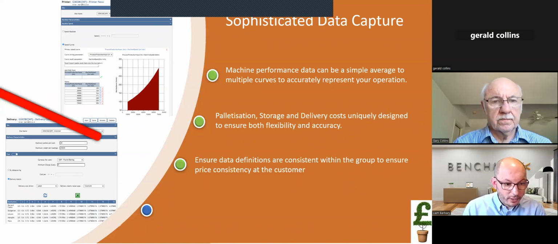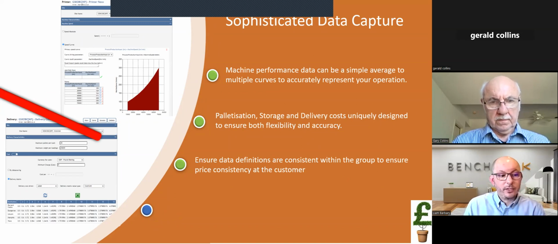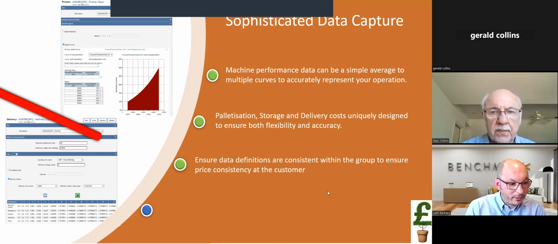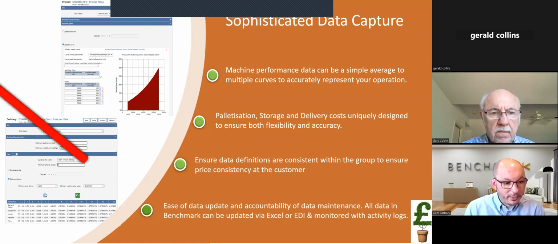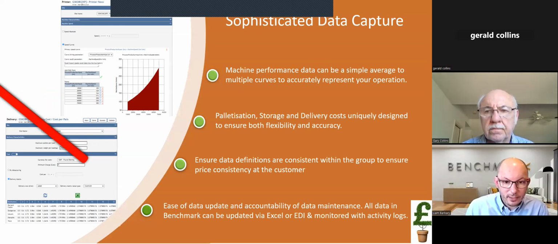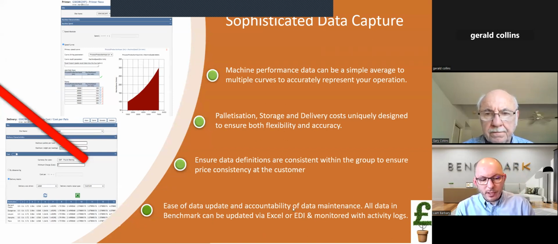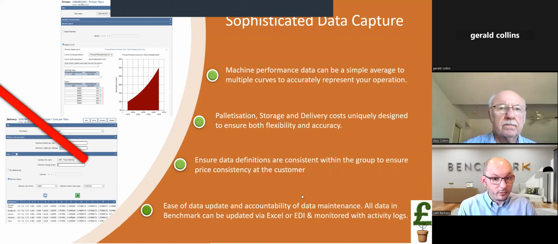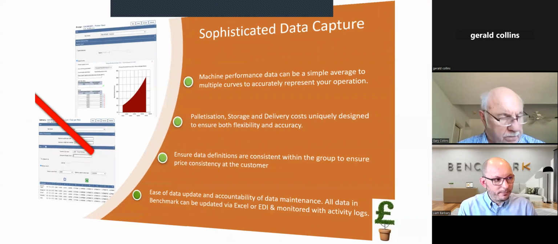Ensure data definitions are consistent across the group to ensure price consistency at the customer. I've already talked about this on the last slide. And then ease of data update and accountability of data maintenance. This point about data maintenance is amazing, really. If you can do automatic uploads via some sort of Excel spreadsheet, or even better, have an EDI interchange where the legacy ERP system like SAP is automatically updating the should cost data or the pricing data. But this whole point about accountability of maintenance is absolutely critical. We just see it too many times that data is not very well maintained.